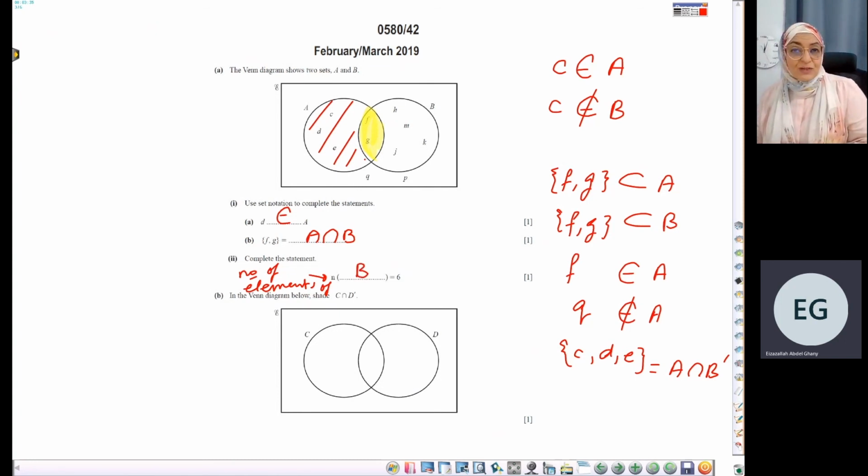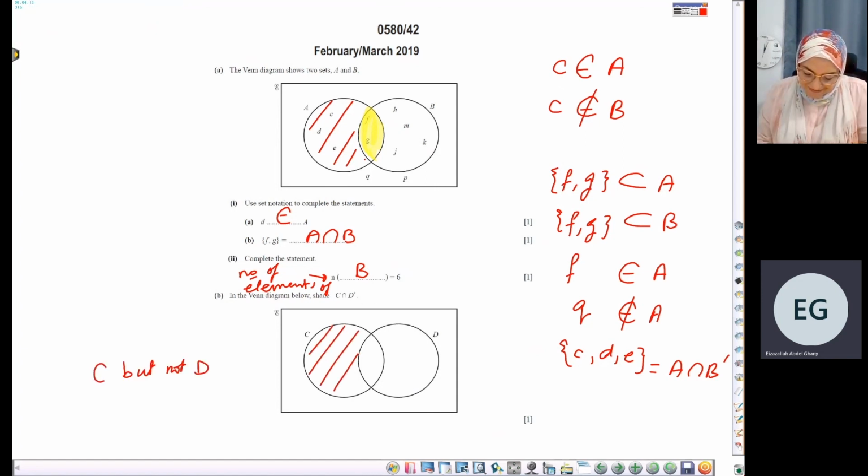Remember, the elements are small letters, and the name of the set is usually a capital letter. And also, there is this cursive letter E, which means the universal set that contains everything. It's the universe concerning a certain question. In the Venn diagram below, shade C but not D. We need to shade C but not D. This part, yes. It is the set C, and you have to cover D and not shade it.